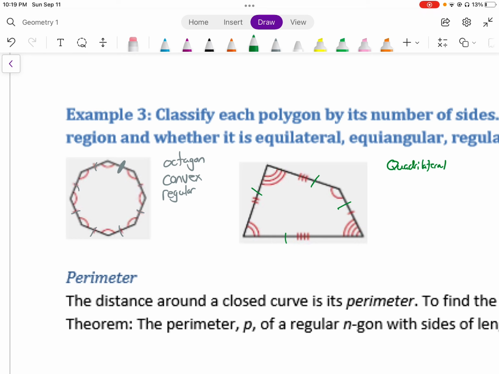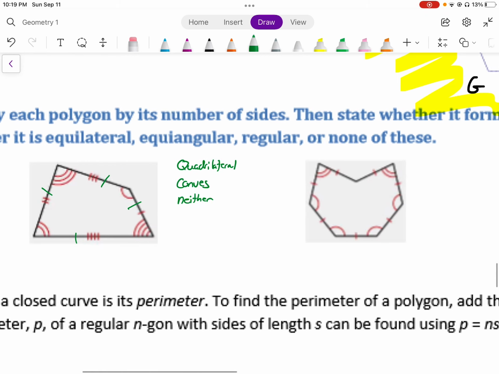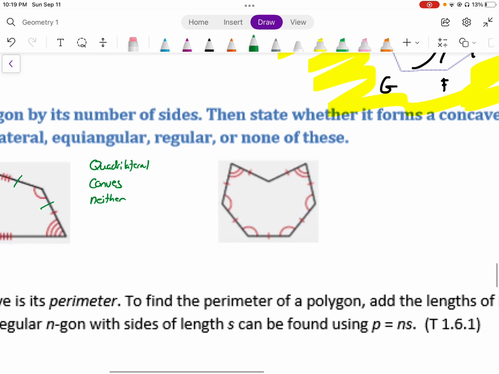Next, we want to name it. Is it concave or convex? Well, it's convex. It doesn't cave in at all. And it's neither equilateral nor equiangular, because we have different size angles and different size sides.